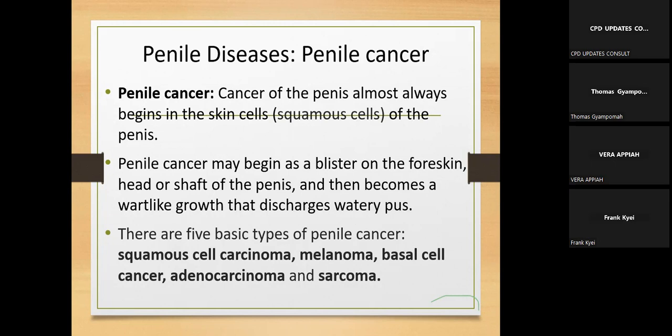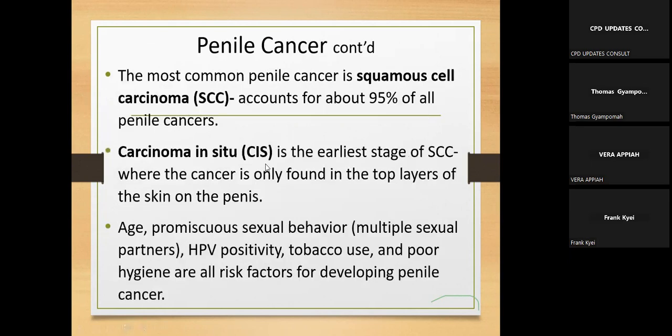All right. So there are 5 basic types of penile cancers. The commonest is the squamous cell carcinomas. You have the melanomas. Of course, the more you go deeper. All right. So the surface one will be the squamous cell, and you can go deeper and deeper. So those are the other types: melanoma, basal cell carcinomas, adenocarcinomas, and then sarcomas. All right. So just for your knowledge, just to have an idea that the penis can also have cancers. And the commonest one is the squamous cell carcinomas, and they account for about 95% of all penile cancers.